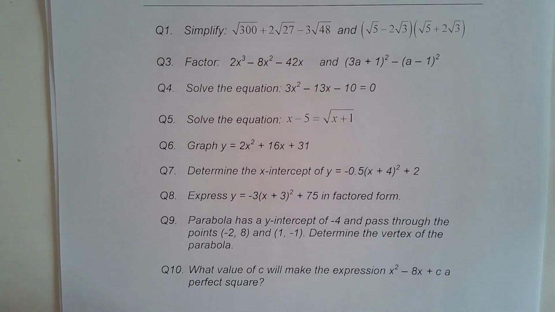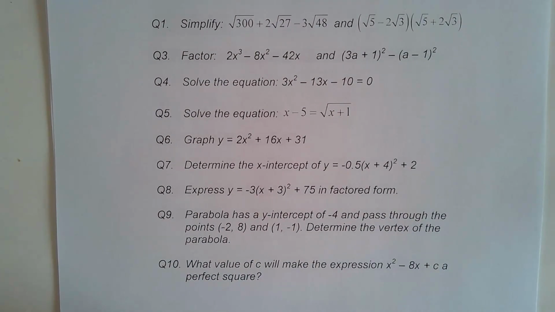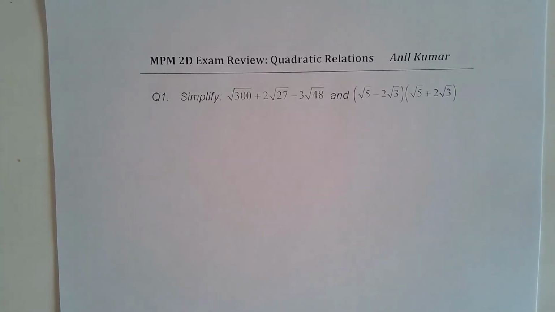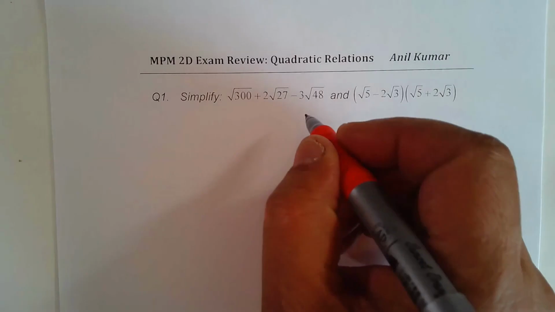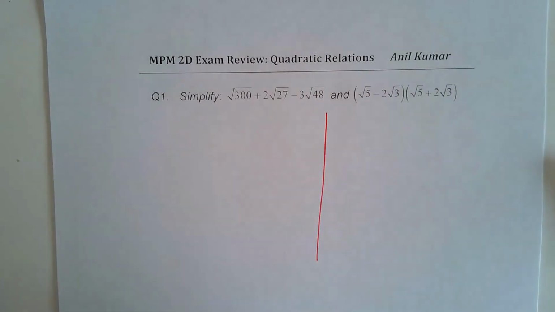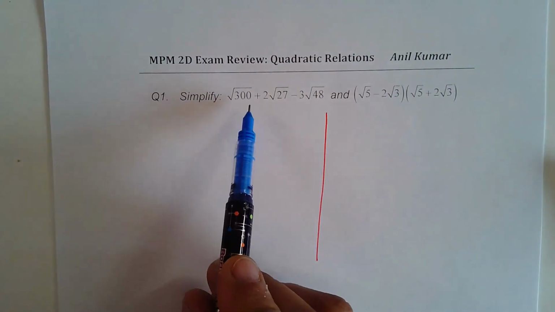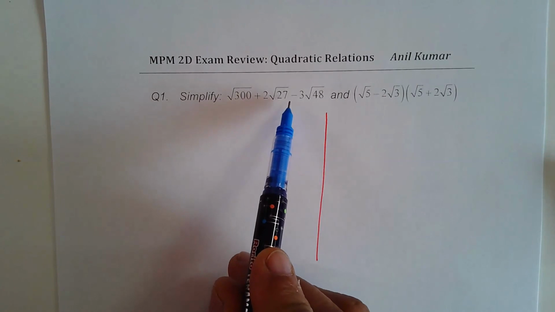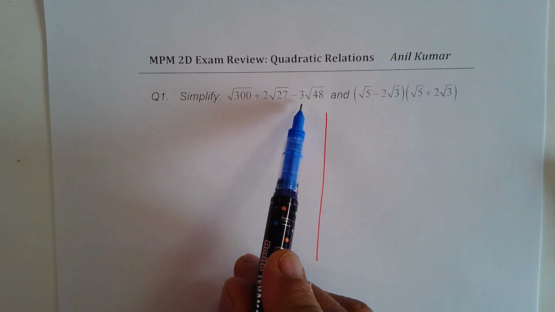Here is the 10th question. Solve these and then look into my solution. Let us take them one by one. Question number 1. We have two parts here, part A and B. Simplify square root of 300 plus 2 times square root of 27 minus 3 times square root of 48. That's part 1.